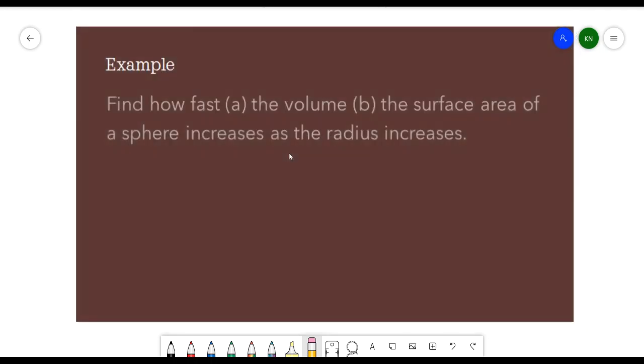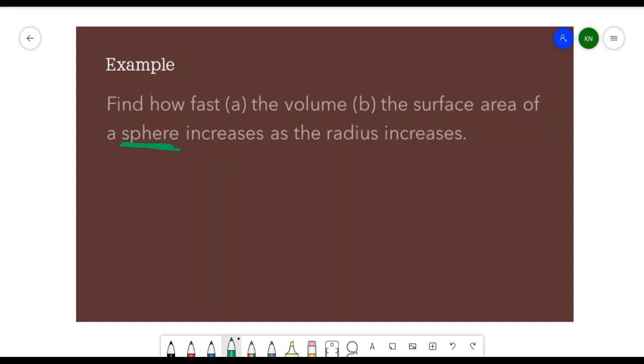Now we have an example. Find how fast (a) the volume and (b) the surface area of a sphere increase as the radius increases. So meaning to say, we need to find the changes as well in the volume as the radius increases, as well as in the surface area. Meaning to say, as the radius increases, the volume might also increase, and as well as the surface area. So if you can remember, or if you can try to find the formula for the volume of our sphere and the surface area of the sphere.